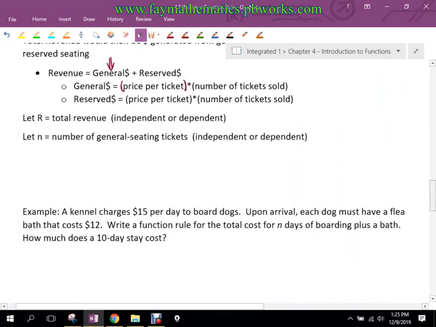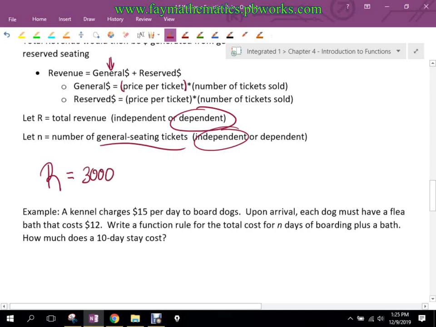So when I do this problem, our revenue is capital R. Okay, it says let N be the number of general seating tickets. That's going to be my independent variable. I don't know how many of those I'm going to sell. My dependent variable is going to be my revenue. That's what's changing based on how many I sell, right? If I sell zero of those yellow seats, I know I'm going to make $3,000 based off the red ones being sold out, right? Does that make sense? Okay.